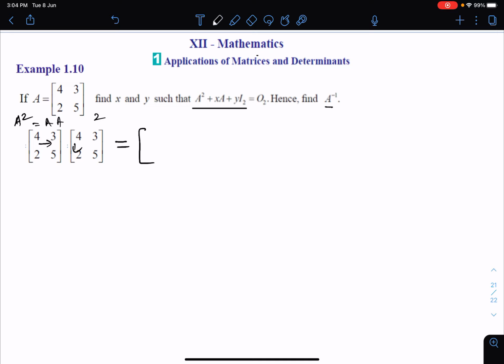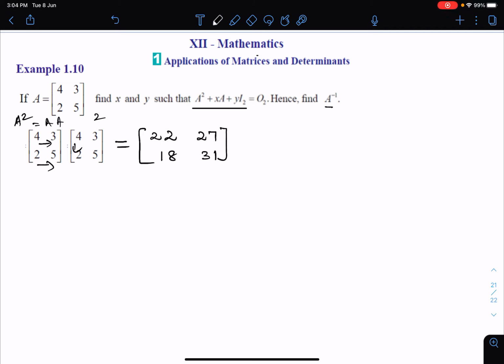4 into 4 is 16 plus 6 is going to give you 22 as the first element, and similarly first row into second column you are going to get 4 3s are 12 plus 15, it is going to give you 27. Now coming to our second row, 2 4s are 8 and 5 2s are 10, so the second row first element is going to be 18, and similarly the second row into our second column, 2 3s are 6 plus 25 is going to be 31. So this is going to be our A square.